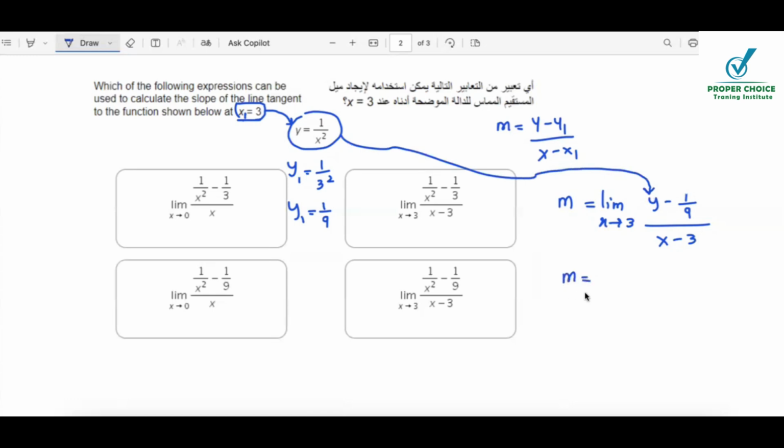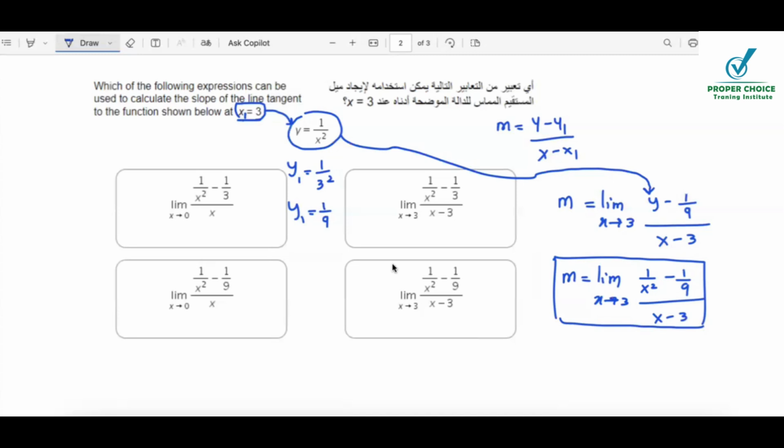So that is further written as the limit as x approaches 3 of (1 by x square minus 1 by 9) divided by (x minus 3). So which option is matching with this? You can see that the option which is matching with what we got is the last one. So this will be the slope of the line tangent to the given function.